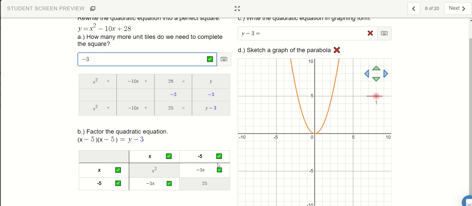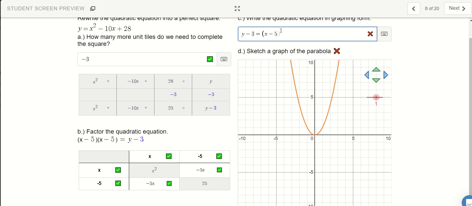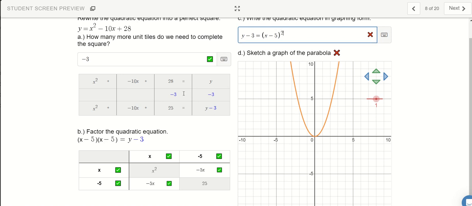And now that everything in here matches, we get a perfect box. We get a perfect square. X minus 5 squared. All right, and we -3 on both sides. Notice that there's a -3 next to the y now. So to get rid of that -3, let's add 3 to both sides. Add it to the other side.